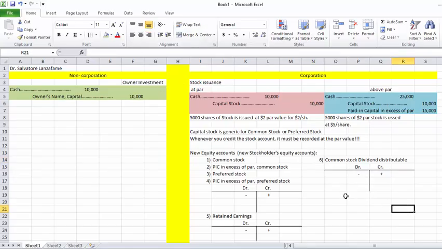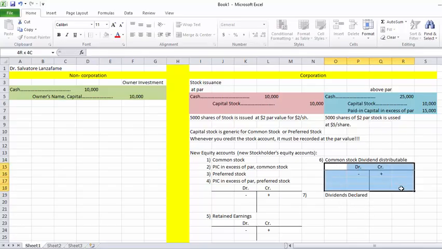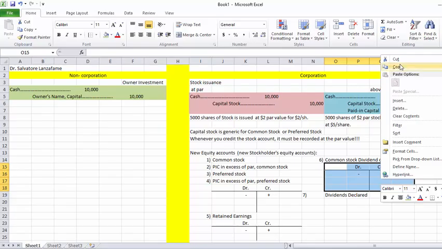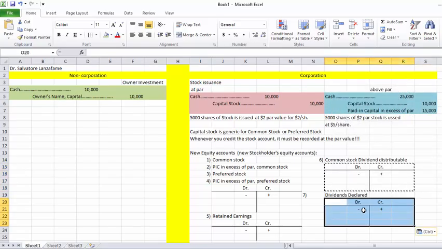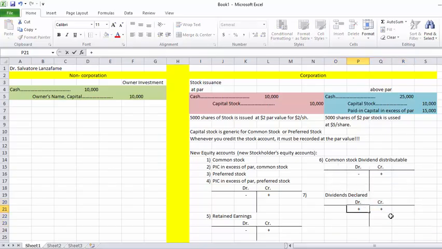In addition to this, we have another account called dividends. So let's put this as a new account as well. We'll call it dividends declared. You can have cash dividends and you can have stock dividends. But the dividend account is actually going to go up by a debit instead of a credit. So let's just put that in there.